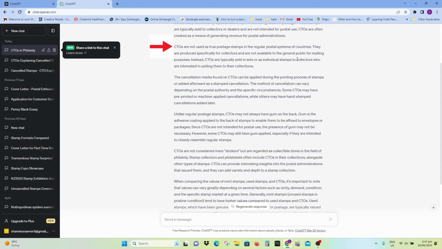So far, it's good. CTOs are not used as true postage stamps in the regular postal systems of countries. They are produced specifically for collectors and are not available to the general public for mailing purposes. Instead, CTOs are typically sold in sets or as individual stamps to collectors who are interested in adding them to their collections. But I think what I heard is that really it's generally sold to sellers of stamps, and those will then pass it on to collectors, I think.